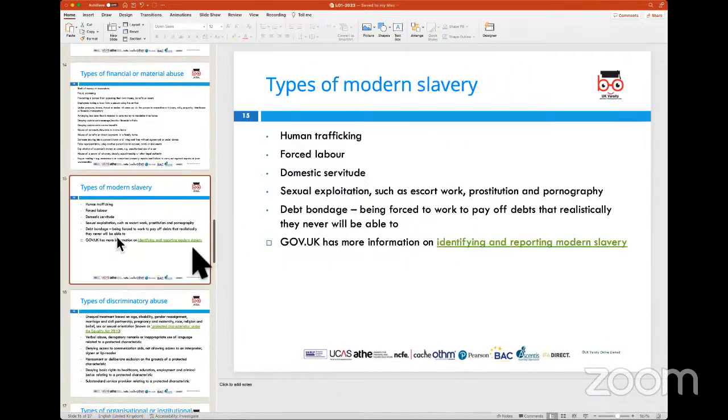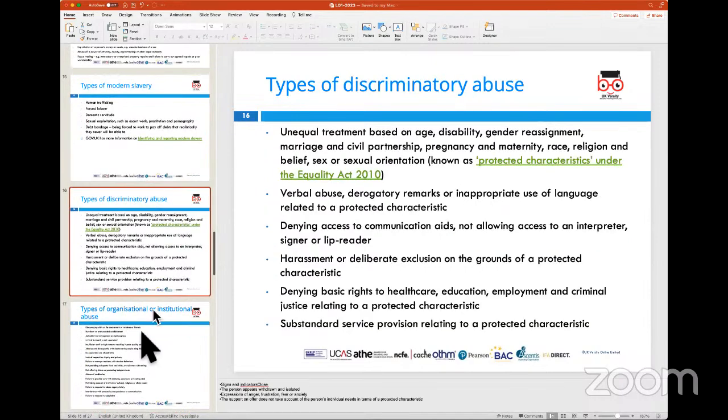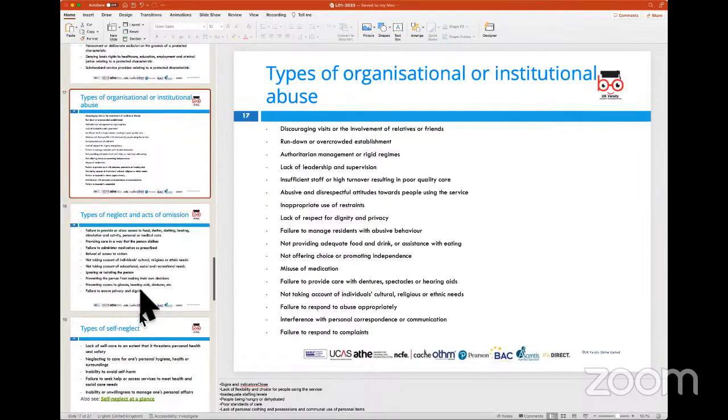Is there any doubt on this? Any questions on this particular assessment criteria? No. Anybody else? Any doubts on this?